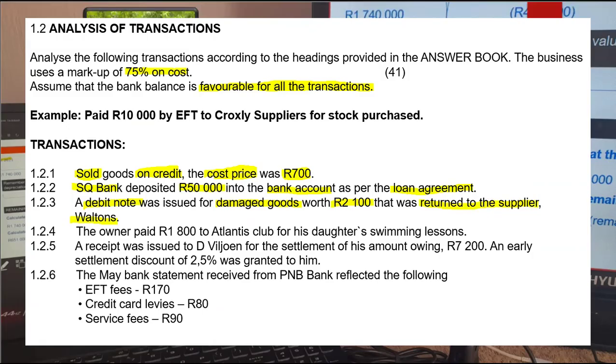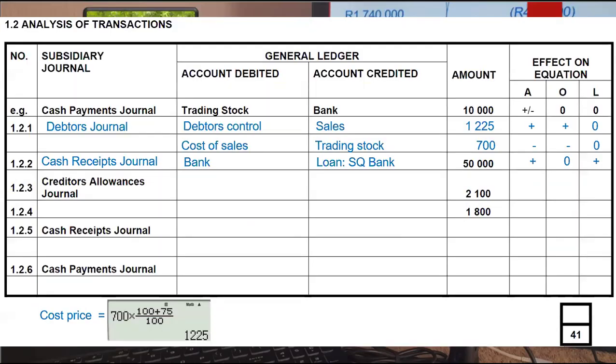Here we return the stock. We will therefore debit creditors control. You don't debit creditors allowances. There's no account like that. It is not the same as debtors allowances, which is an expense. Please do check out my videos on general analysis of transactions, where I explain that thoroughly. What did we return here? We returned trading stock.